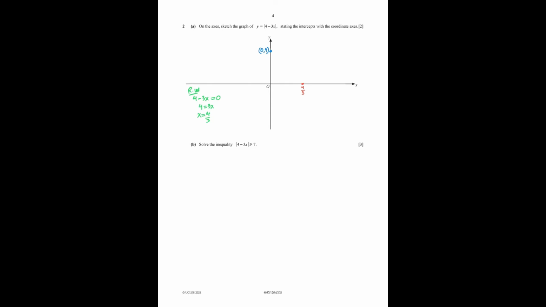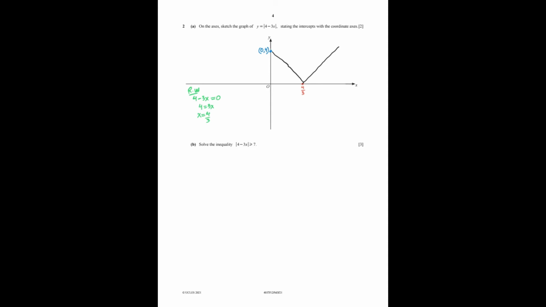Alright, that means the behavior of the curve will be like this. It will touch this point and then bounce back. Alright, so the curve of this equation, the function is like this. It will meet this point and then bounce back. That is the curve of y equals modulus of 4 minus 3x.